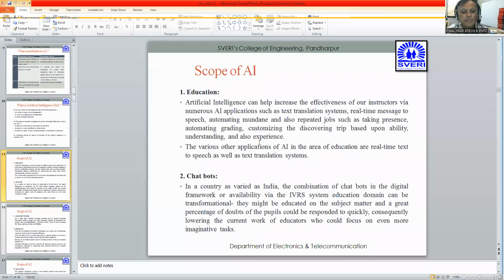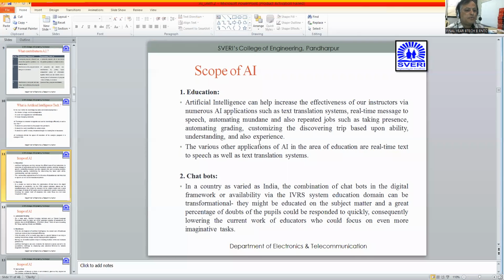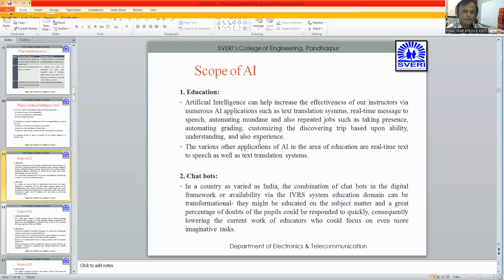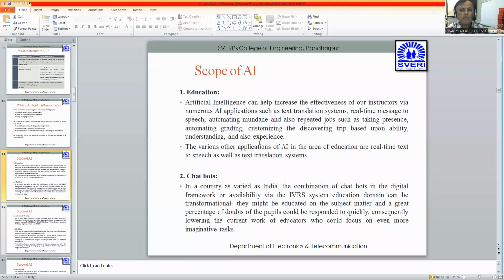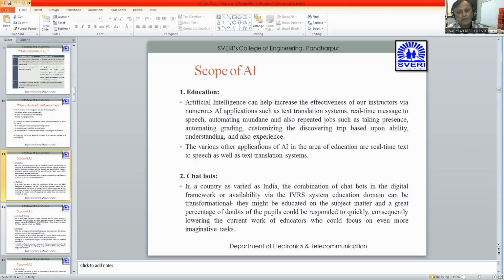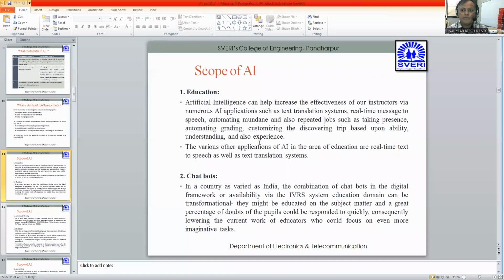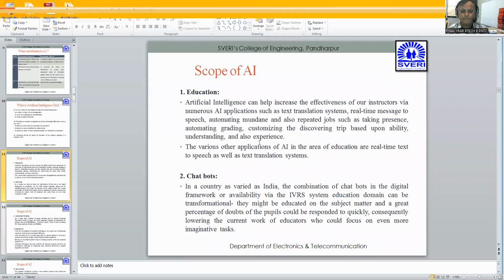The various other applications of AI in the area of education are real-time text to speech, so writing the text and converting it into speech, as well as text translation systems, and speech back to text. We are seeing these things in mobiles nowadays. You just write down the text and it will be converted into speech. Speech can be converted into text. Even different languages: if I have an English script with me and I want it in Marathi, you can translate it into a different language. So because of AI, everything has now become possible.